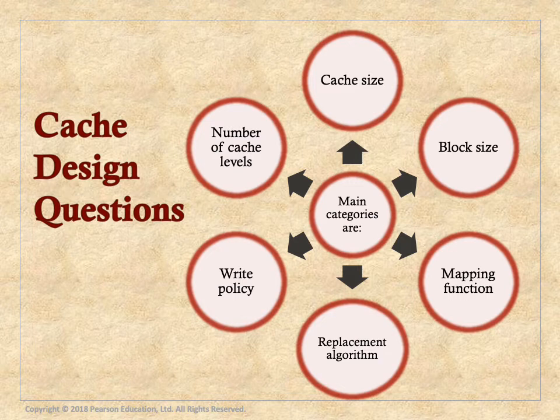The mapping function is closely related to the replacement algorithm. If the cache is already full, then we have to decide which current cache block shall be replaced by a new block. The write policy deals with the matter of keeping the copies in the cache and the original data in the main memory consistent. And the final design question is, how many levels of cache shall be used? In our simple example, we had only one cache, but in most modern computer systems, you will find at least 3 levels of caches. We will now look at some of those design questions in a bit more detail.